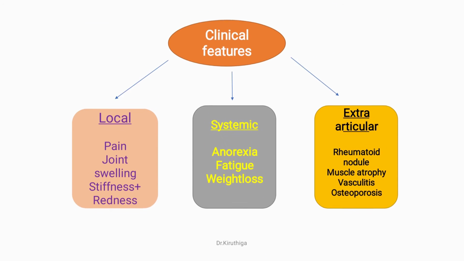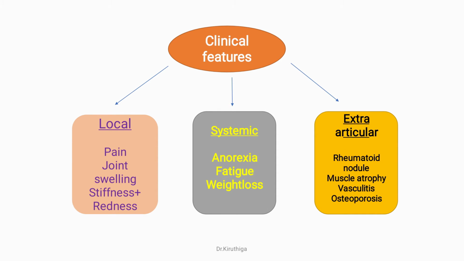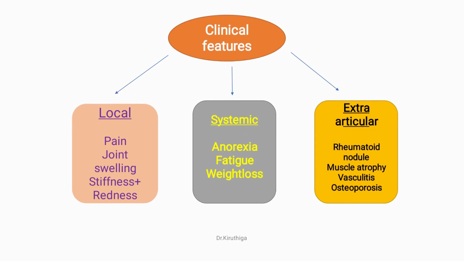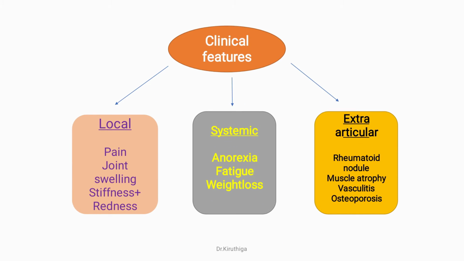When we come to the extra-articular manifestations, other than joint manifestations, rheumatoid nodule is a sign, and it helps to diagnose rheumatoid arthritis. And there is muscle atrophy. Atrophy means shrinkage of the muscles around the affected joint. And vasculitis. There will be microvascular injury in rheumatoid arthritis patients due to the autoantibodies. And osteoporosis is very common in rheumatoid arthritis, above the affected part and usually at the lower end of the bone which is affected.